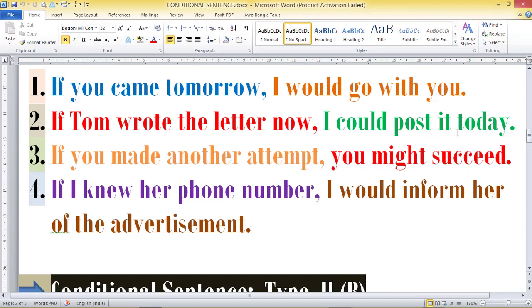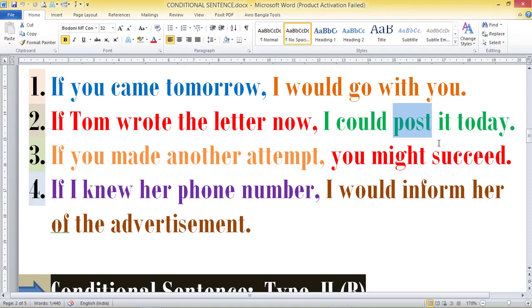If you observe, you'll come to know that in the if clause, past indefinite tense has been used, that is the second form of the verb. Actually, this is not a real past, this is unreal past or subjunctive. It has been imagined only, but there is no possibility of writing the letter by Tom. If Tom wrote the letter now, I could post it today. In the if clause, past indefinite has been used, and in the main clause we have used after the subject could plus present infinitive, post, that is the first form of the verb.